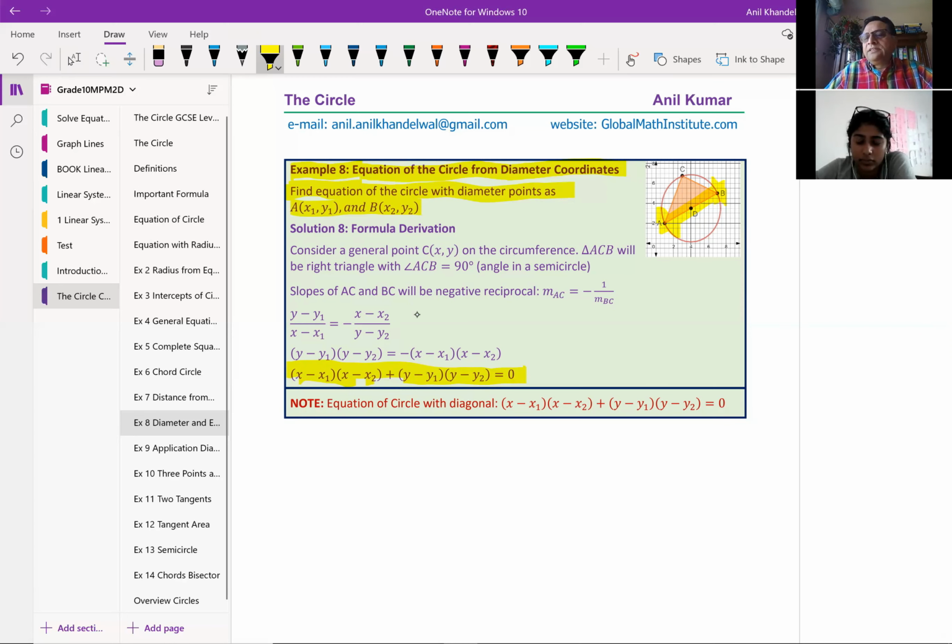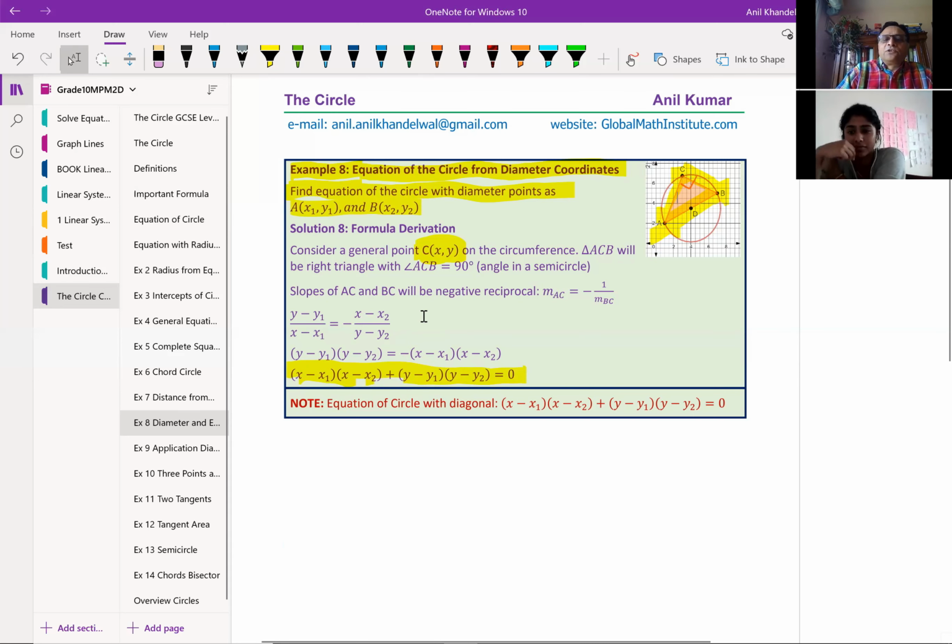And see how easy it is to derive this formula. We have 2 points. Let us consider another point C on the circumference. Since A and B form the diameter, if I connect C with A and B, I'll get a right triangle, because it is in the semicircle. So when you get the right triangle, two sides are perpendicular, and their slopes are negative reciprocals.